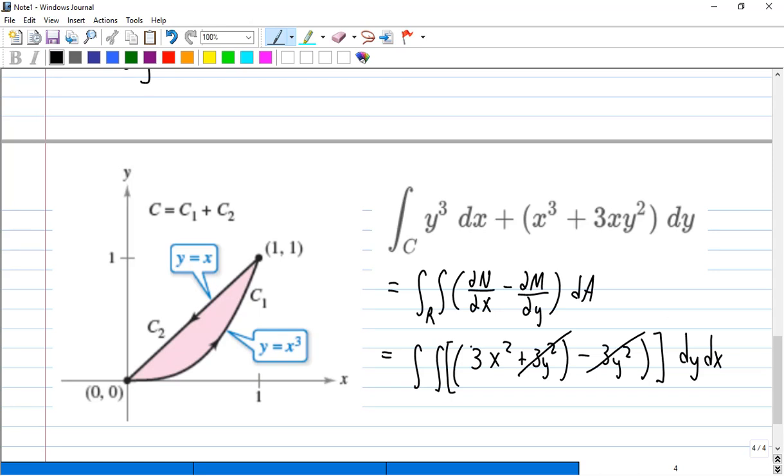Now we need to figure out our boundaries. Kind of like when we were doing the centroid problems, and almost everybody missed the boundary on the centroid problem. All right, the x is on top and the x cubed is on bottom. So my boundary for my y here is from x cubed to x.